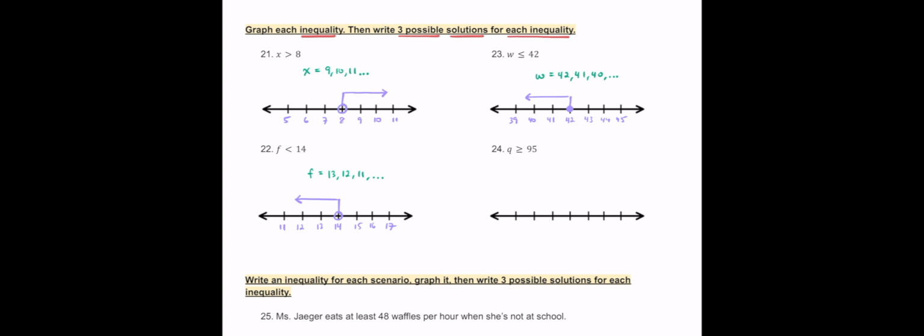Okay. For this next one, we have Q is greater than or equal to 95. So that's our number in the middle. 95, 96, 97, 98. We'll put 94, 93, and 92 here. Q is allowed to equal 95, so I'm going to put a closed circle, and then we're going to draw an arrow going to the right. What are some values that make this true? Well, Q could be 95. Could also be 96, could also be 97, as well as anything greater. All right, so there are some inequalities with some graphs.